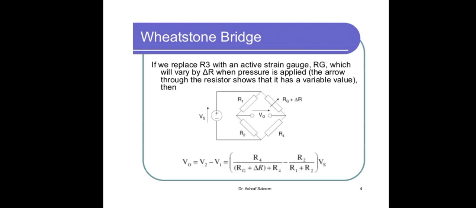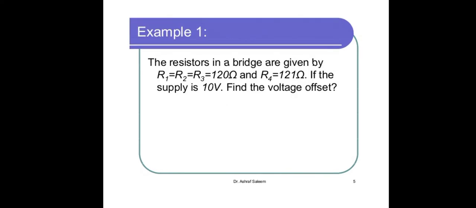Next, if we replace R3 with the active strain gauge, Rg varies by delta R. That means the value of resistor R3 is equal to Rg plus delta R. This variable resistor shows a variable value. That means V0 is equal to V2 minus V1, which is equal to R4 upon Rg plus delta R plus R4, minus R2 upon R1 plus R2, into Vs.